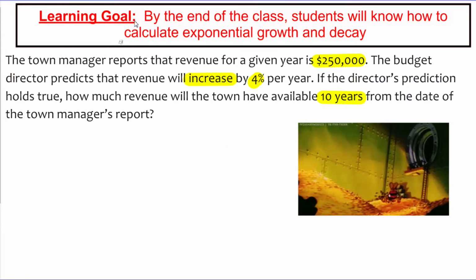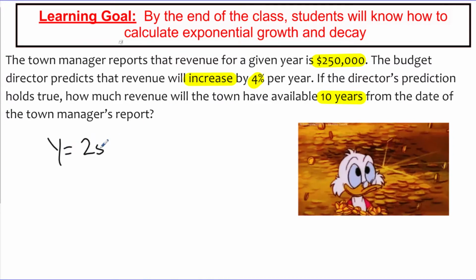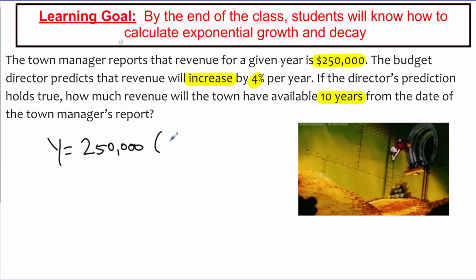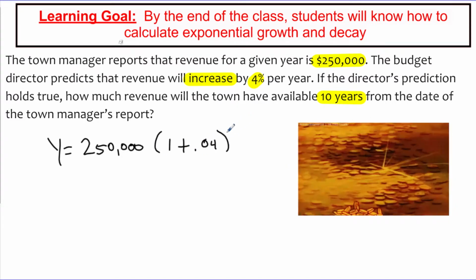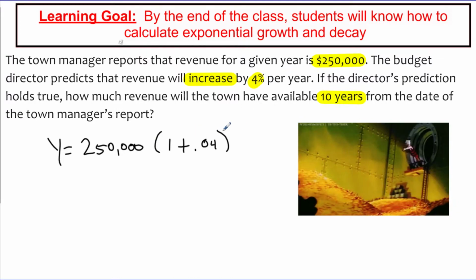And so now I'm going to fill into the formula. I'm going to say y equals starting value, 250,000, and I'm going to increase 1 plus 4% as a decimal, 1.04, to the, in this case, it's 4% per year. 10 years have passed, so that means 10 increases.